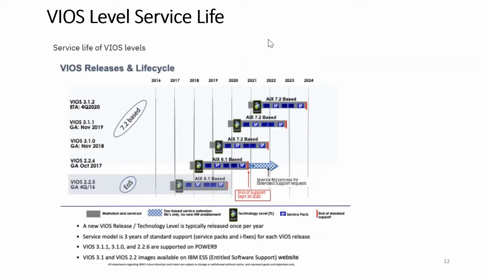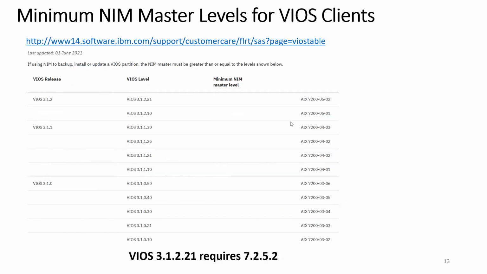This slide just shows you the service life for the various VIO server levels. And this one here shows you the minimum NIM master levels. So if you're using a NIM server and you're backing up your VIOs to it and you hope to restore a VIO from it, then you need to make sure that your NIM server is at the very latest level. And as of August 15th, it was AIX 7.2.5 Service Pack 2. And that is required to support VIO server 3.1.2.21.